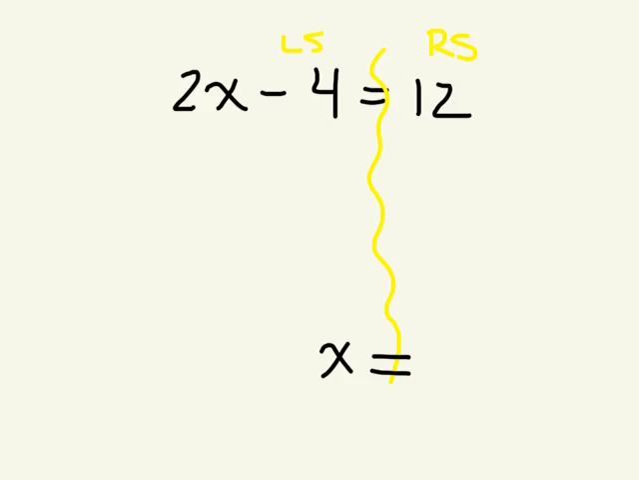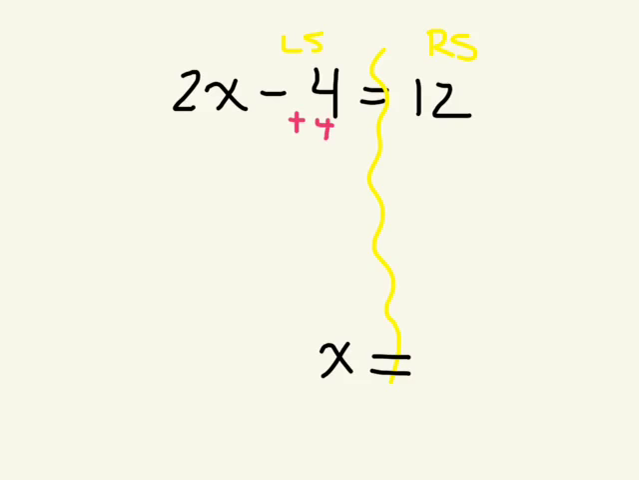Well, on the left side, I have this subtract 4, but can we take 4 away from 2x? Can you subtract these two? No, because they're not like terms. You learned that in the last chapter. So I want to get rid of this take away 4. What's the opposite of subtracting 4? Adding 4.